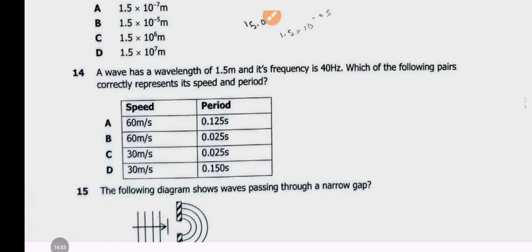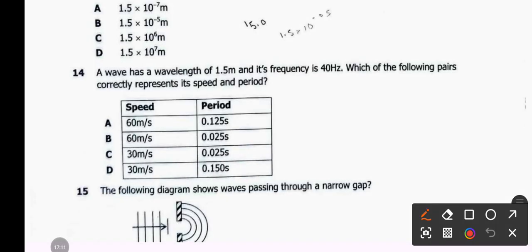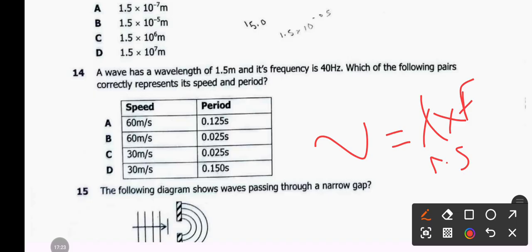Question 14. A wave has a wavelength of 1.5 meters and its frequency is 40 Hz. Which of the following pairs correctly represents its speed and period? Okay, so we use the same equation to answer this question as well. For speed, we are given that v is equal to lambda times the frequency. So in this case, we're given lambda, which is wavelength, as 1.5 and the frequency as 40. Doing your basic math here, you have a speed of 60 meters per second.